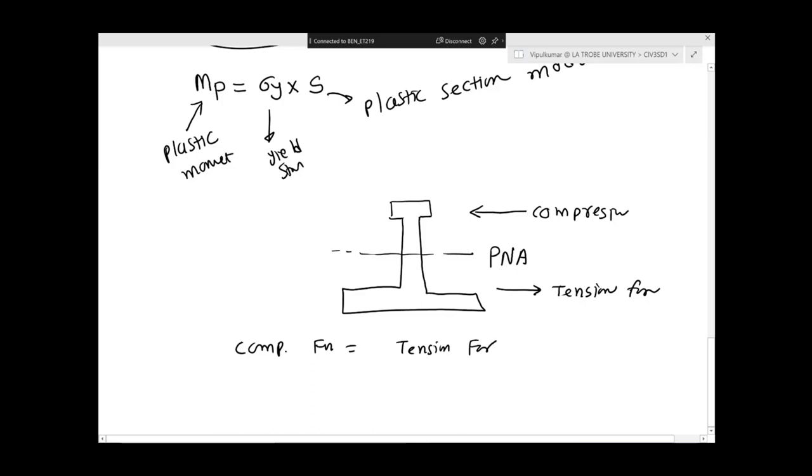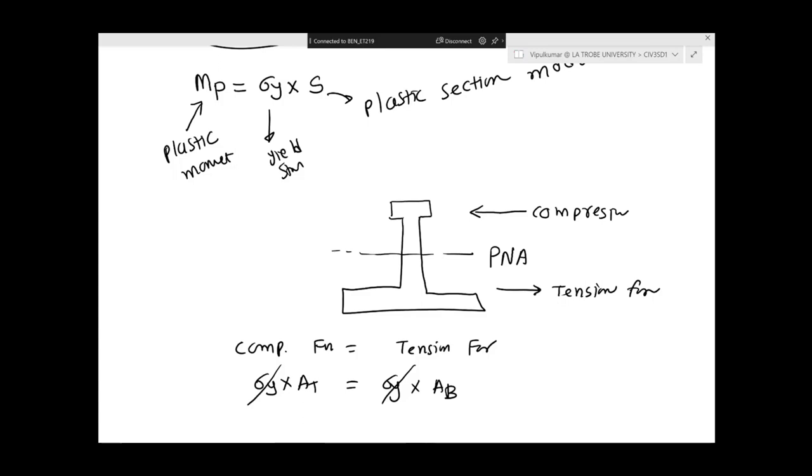This is the equilibrium. What happened here? You need to draw the line where the compression force and tension force are equal. If you have the same yield strength, compression force is yield strength times area on top, and tension force is yield strength times area on the bottom. So if you have the same yield strength throughout, then you can cancel yield strength on both sides, and you end up with equal area on both sides. You see what I mean? Therefore, I need the line that will divide the whole cross section into two equal parts. That line is called the plastic neutral axis.